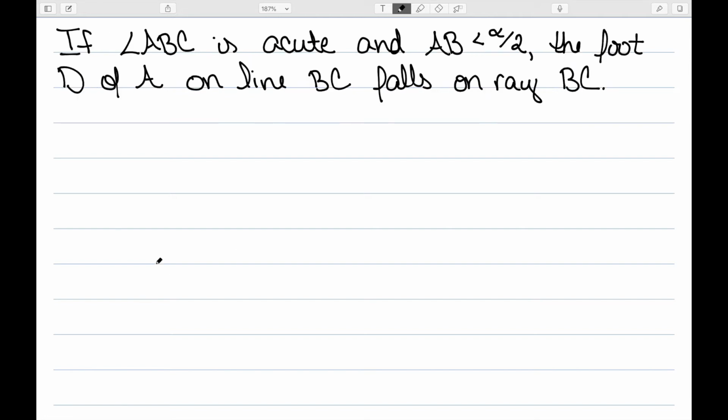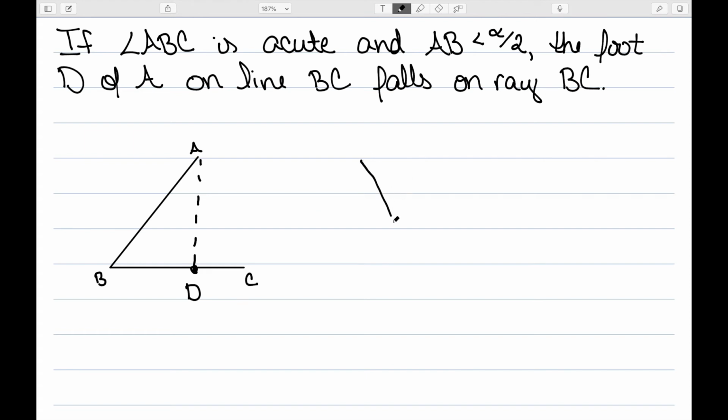My next big result, that I won't prove but I will discuss, is: let's suppose we have an angle ABC that's acute. So here I have A is this point, here's B, here's C. And we're assuming that the length between A and B is less than alpha over 2. Then, if I draw the foot D of A, so if I draw the perpendicular from A down to this line BC, that will be the point D, and it's going to fall on the ray BC, which it absolutely does in this picture.